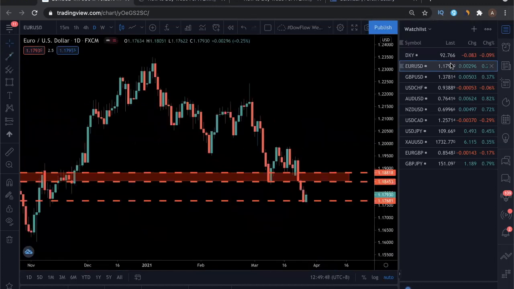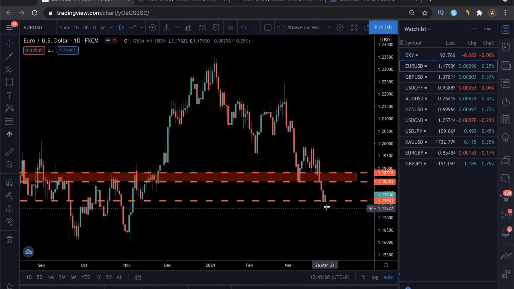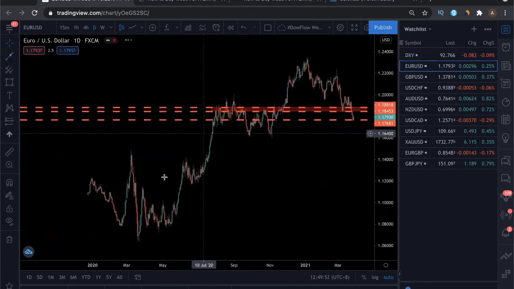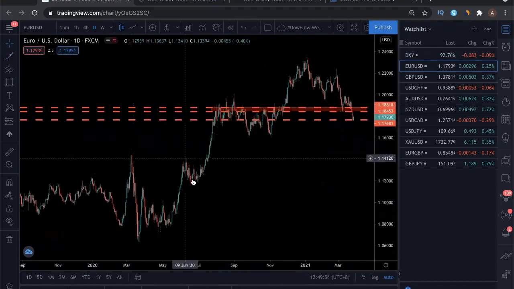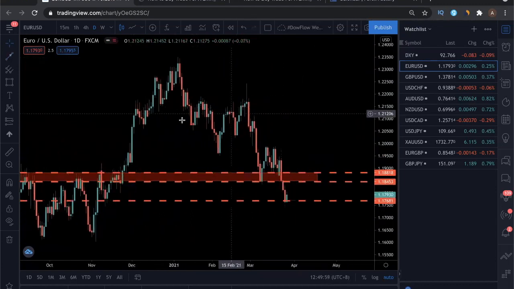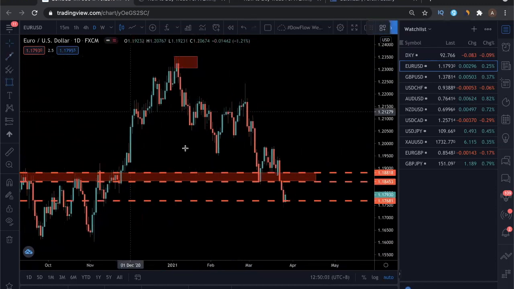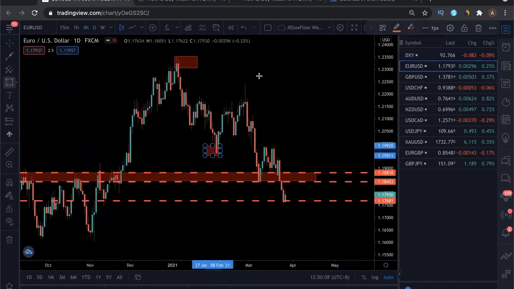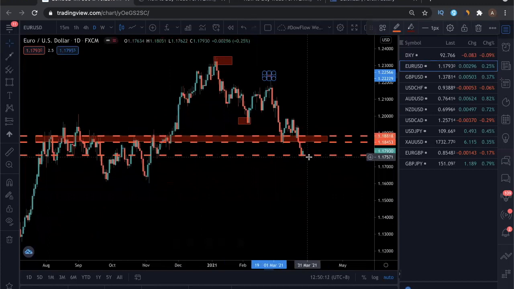Let's talk about Euro dollar. Now, Euro dollar has been long term in an uptrend. You have a higher high, higher low, higher high. Okay, but the intermediate trend is more of a downtrend because you have a high here, then you have a low here, you have a lower high, and then you have a lower low. Okay, and right now price is at support.